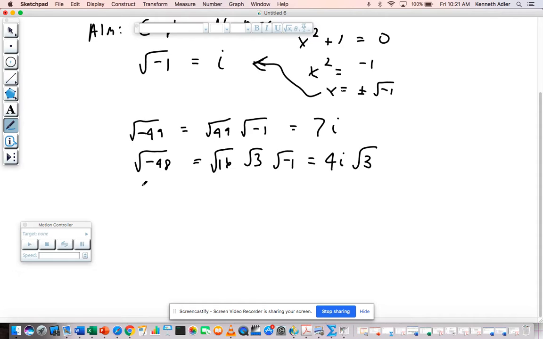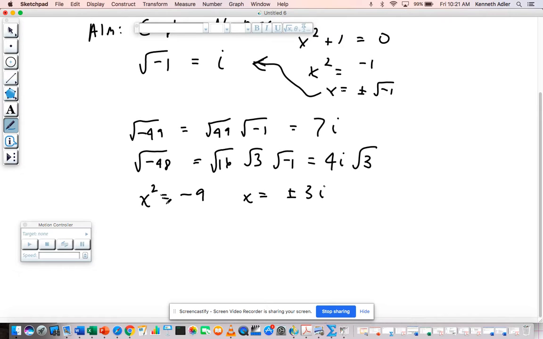We might do, for example, though, remember with the quadratics, x squared equals -9. How many roots are there? There's 2. So the answers are x equals plus or minus 3i.